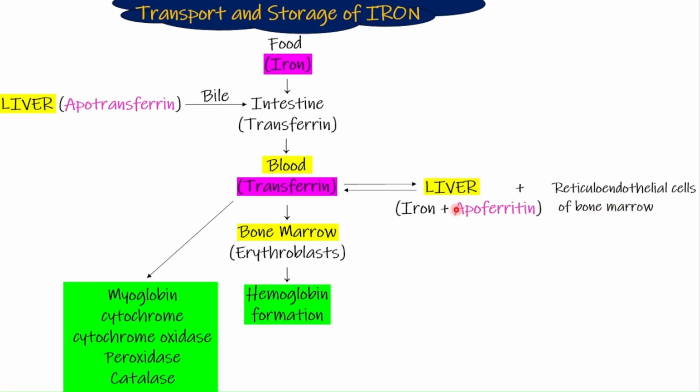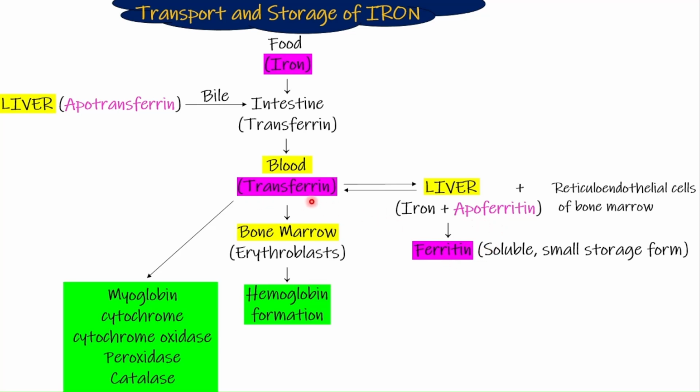Now, this iron will be converted into ferritin. The main storage form of iron is ferritin. So iron combines with apoferritin and it is converted into ferritin. Just similar to previously, where apotransferrin was made by the liver, iron combines with the apotransferrin and transferrin is formed. Similarly, now iron combines with the apoferritin and ferritin is formed.